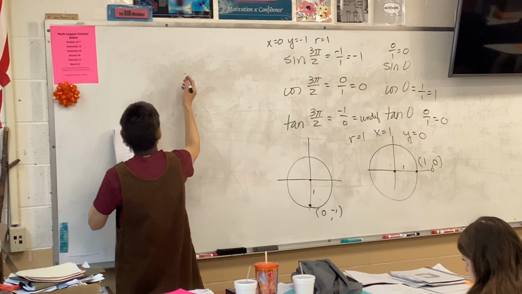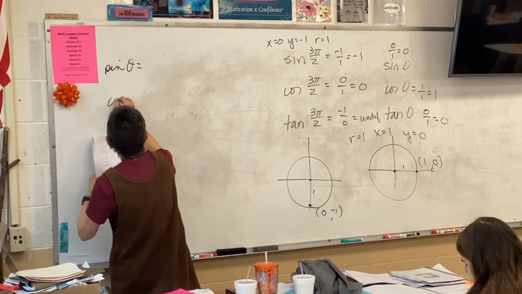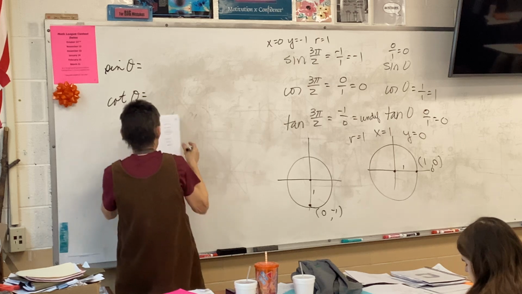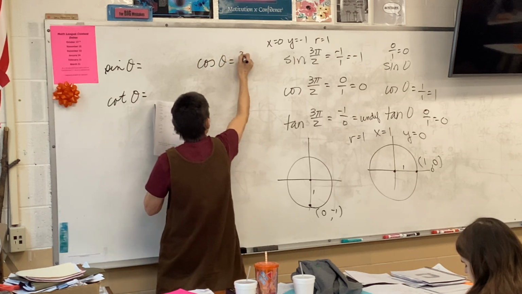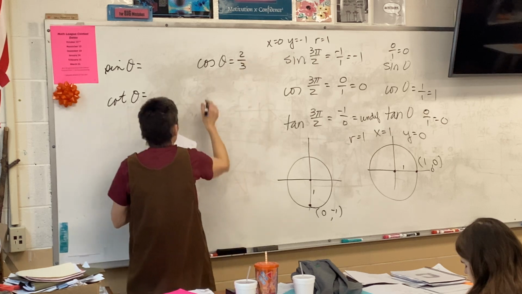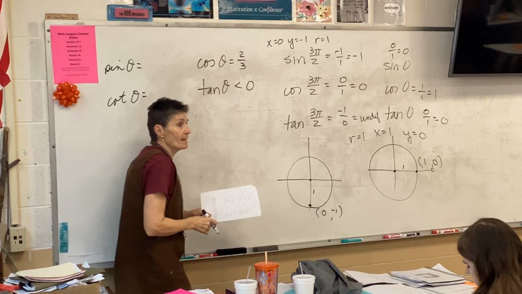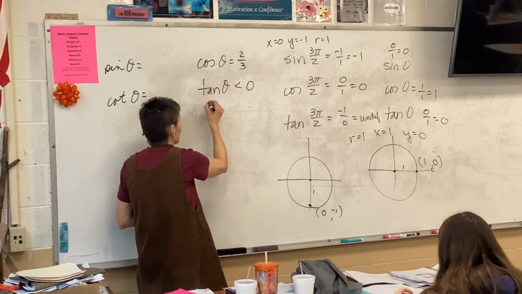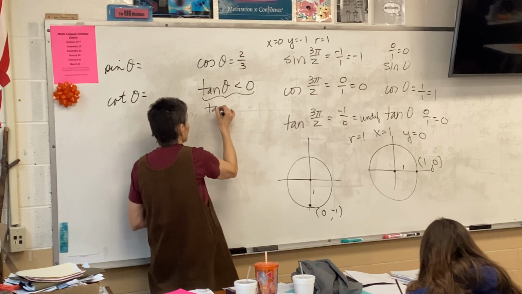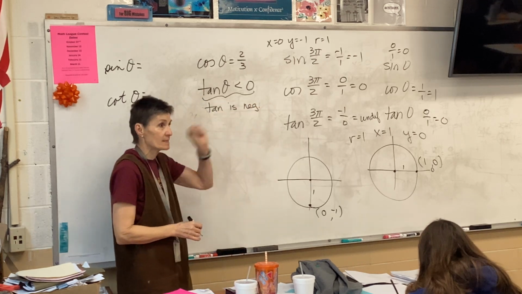All right, my job is to find the sine and the cotangent. All right, and what do I know? I know the cosine is 2/3, and I know the tangent, it got cut off, but it says less than 0. And what that means is the tangent is negative. Okay, that's what less than 0 means.